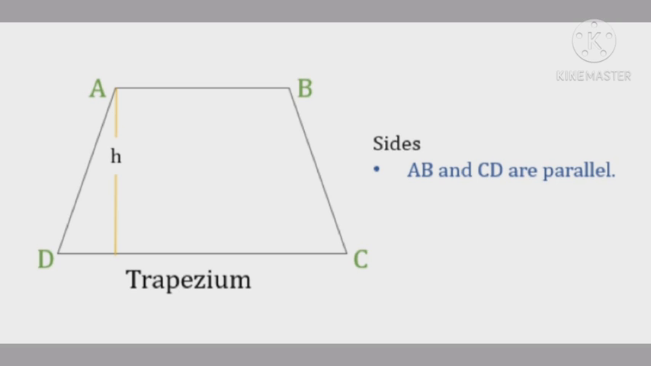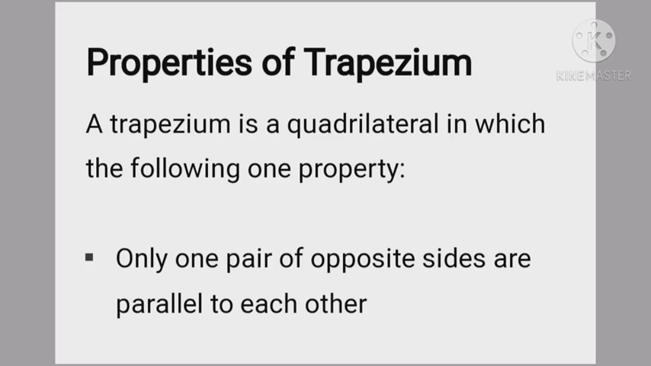Now the next is trapezium. See, this is the figure of trapezium. In a trapezium, one pair of opposite sides is parallel. So here AB is parallel to CD. So the property of trapezium is that only one pair of opposite sides are parallel to each other. This is the important property of trapezium.